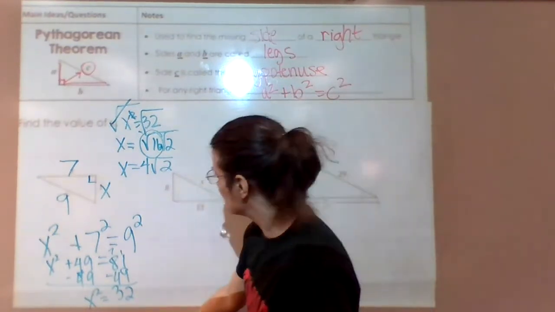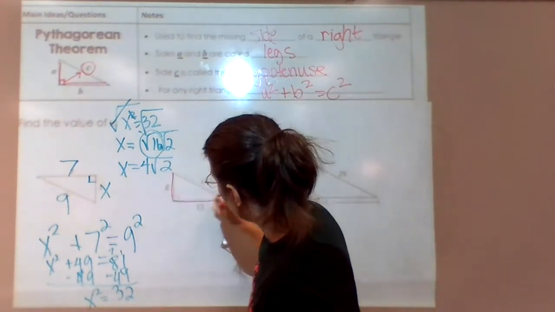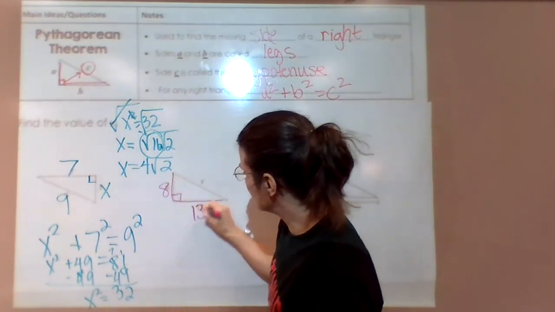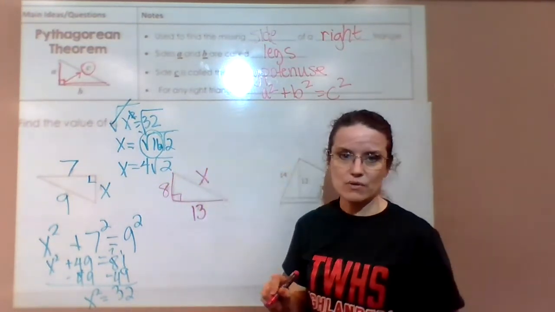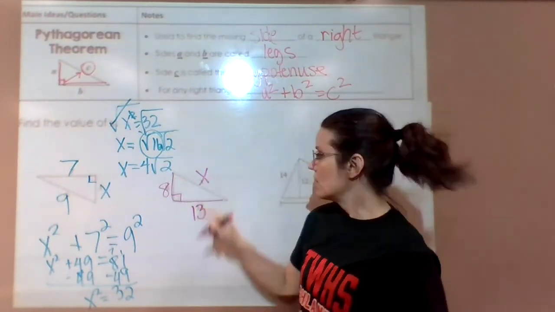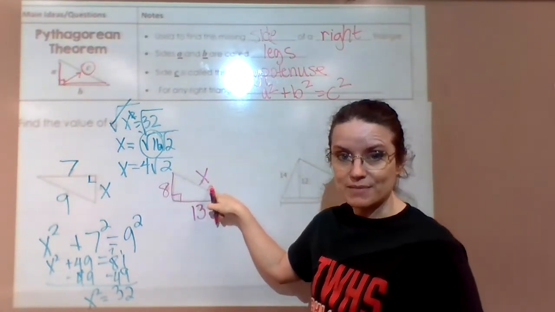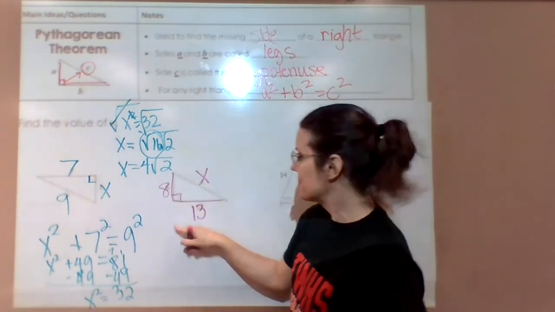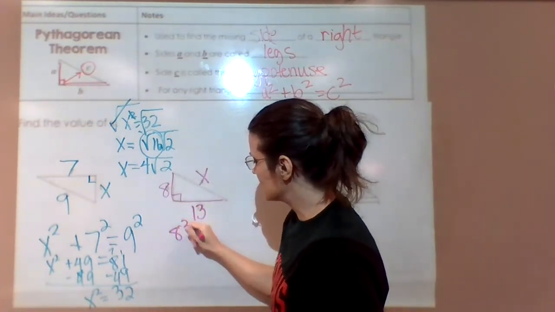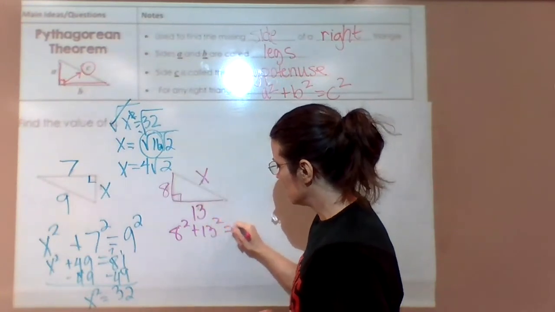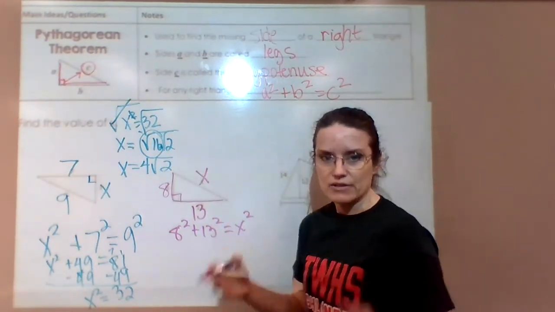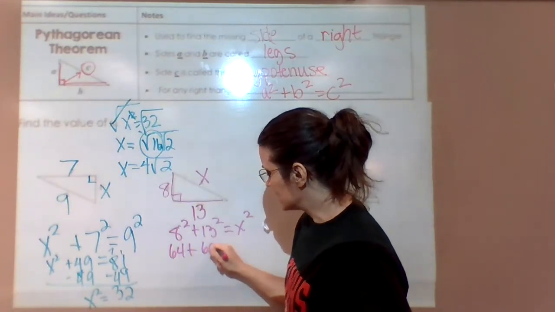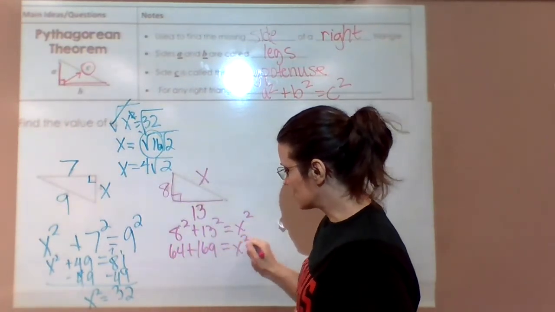Down on this problem, I've got a right triangle, I've got an 8 for a leg, I've got a 13 for a leg, and I don't know the hypotenuse. So remember, the hypotenuse always gets to be the C number. It doesn't matter which one you put in for A and B. So I'm going to go ahead and put 8 squared plus 13 squared equals x squared. Now it helps to know these. 8 squared is 64 plus 169 equals x squared.